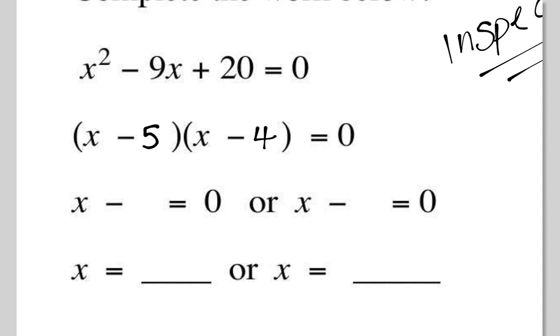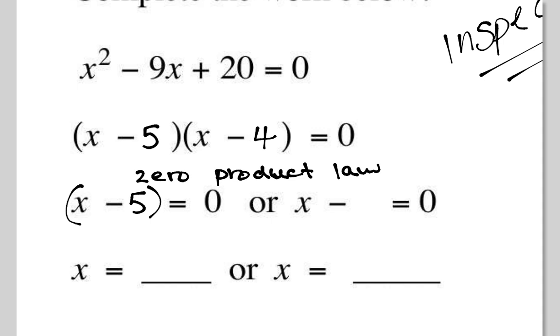So then they're saying, okay, now follow the zero product law. The zero product law states that each factor has to be equal to 0. So x minus 5 equals 0, or x minus 4 equals 0. And therefore, you use the opposite of minus 5, which is 5, and the opposite of minus 4, which is 4.